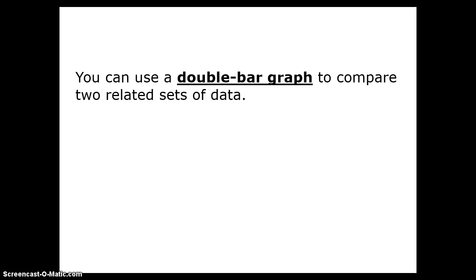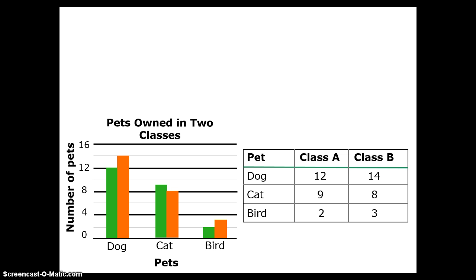You can use a double bar graph to compare two related sets of data. So let's look at this data. We've got two classes, Class A and Class B, and they were asked which pets they owned. Dogs, cats, and birds are the three data items or categories that they collected data on. You can see there are two bars for dogs, cats, and birds.